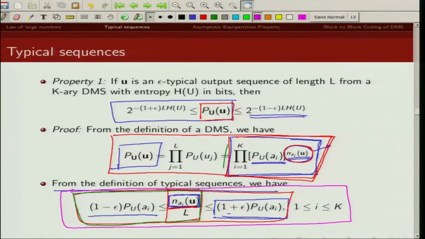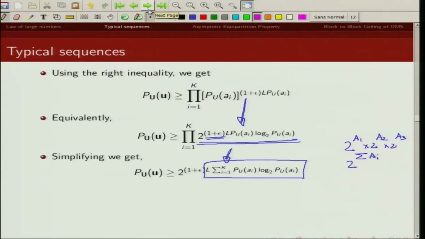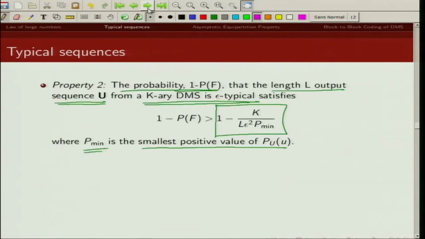We want the number of occurrences of this Ai divided by L. We want this fraction to be within 1 minus epsilon times P of Ai and 1 plus epsilon times P of Ai. So clearly when the absolute difference between N Ai of u by L minus P of Ai is greater than some term, then it is not going to be an epsilon typical sequence.